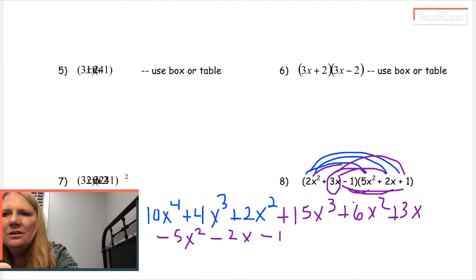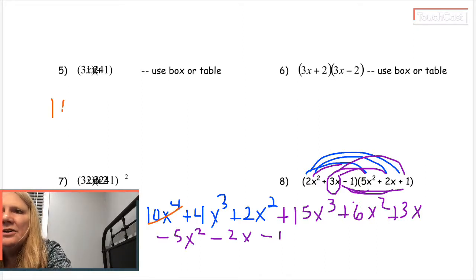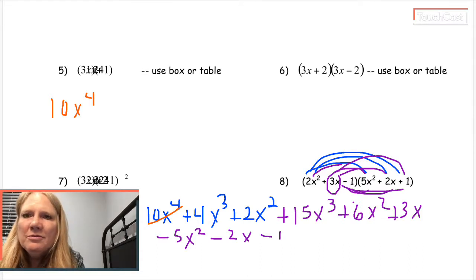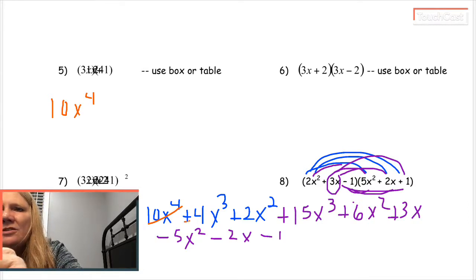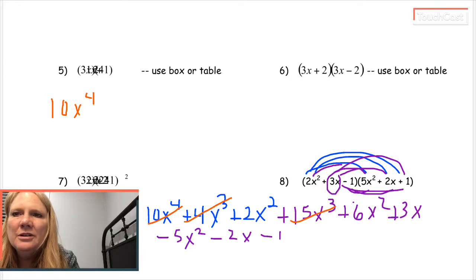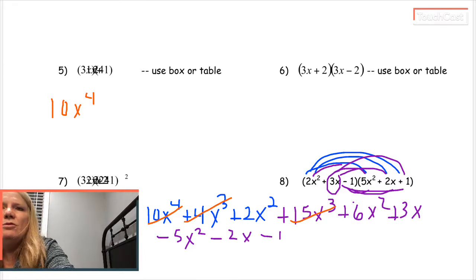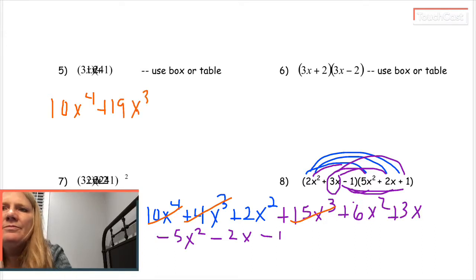So let's see. We only have 1 to the 4th power. I'm going to write it up here. So I have 10x to the power of 4. Now I look for powers of 3. I have 4x to the power of 3 and 15x to the power of 3. Both positive, so that 4 plus 15 is plus 19x to the power of 3.